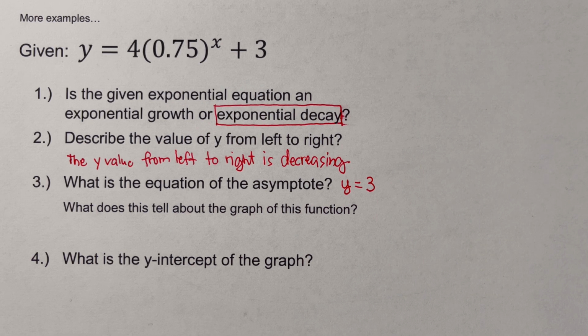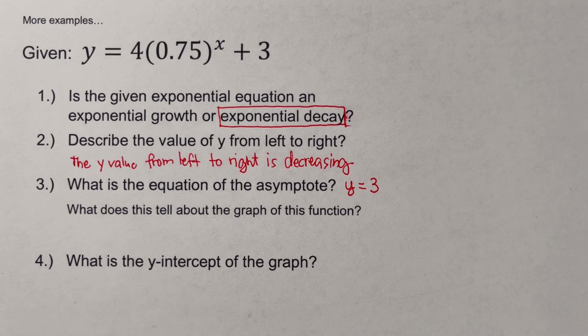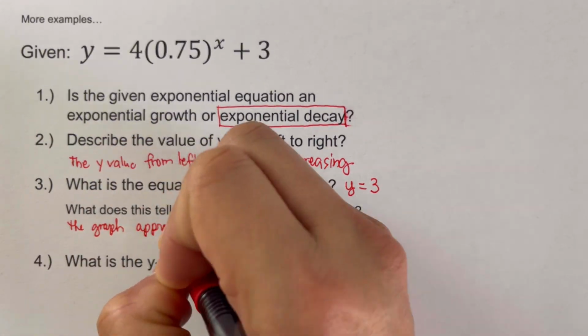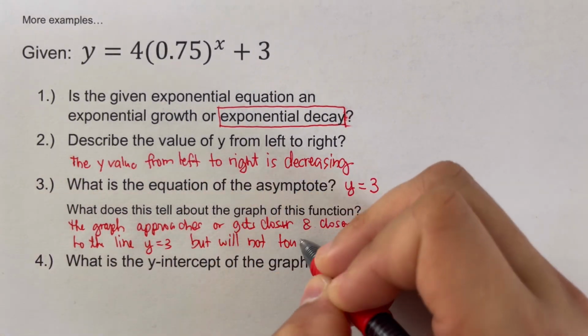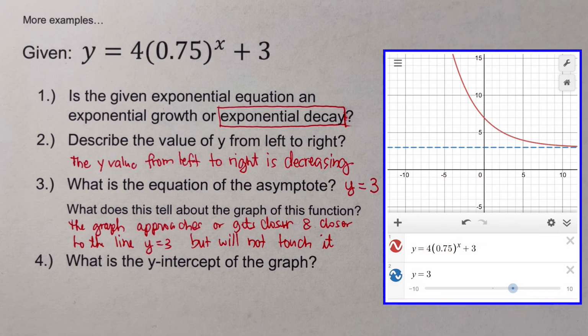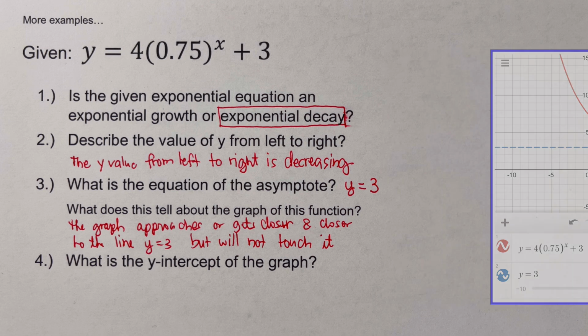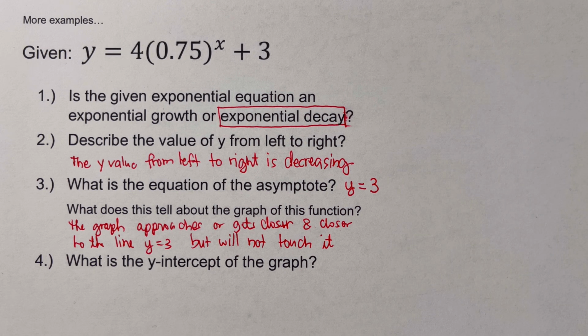Now let's move on to the next question. What does this tell about the graph of the function? This tells us that this graph is approaching the line, or the asymptote, which is the line y equals 3. So we can go ahead and write that down here. You can see on the side that if we trace the graph, it gets closer and closer to y equals 3, but again, it will never touch it. Although in the picture it looks like it's touching it, if we zoom in, it's not going to touch it.